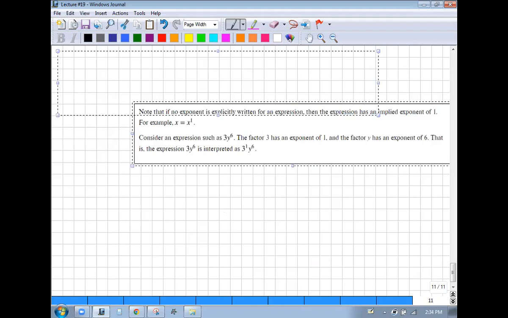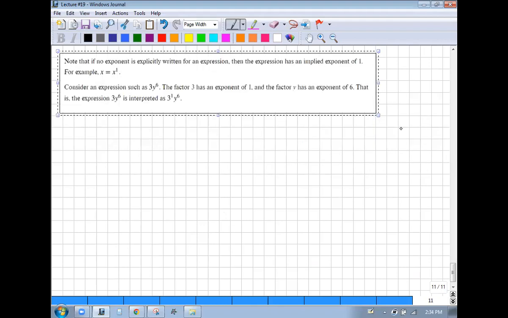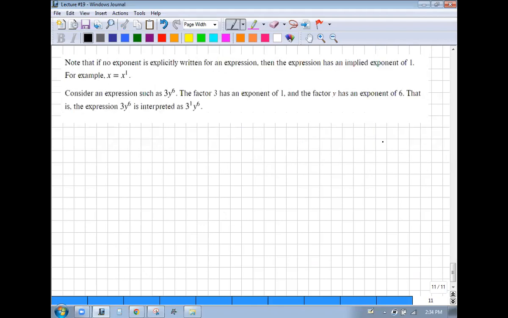Note that if no exponent is explicitly written for an expression, it has an implied exponent of 1. So b is the same thing as b to the 1st power. 2 is the same thing as 2 to the 1st power. Anything to the 1st power is just that number. 3 is the same as 3 to the 1st. That's why we just don't bother writing 1 as an exponent, okay? Because it's just that number.